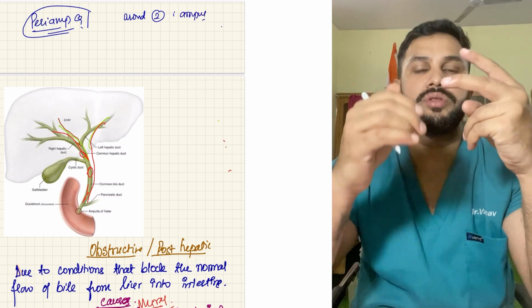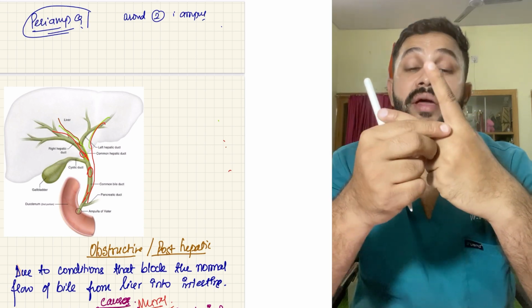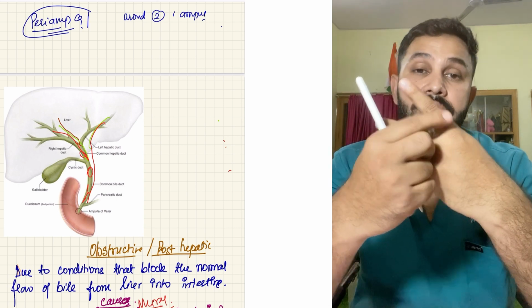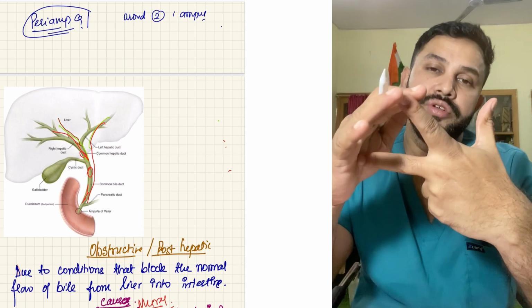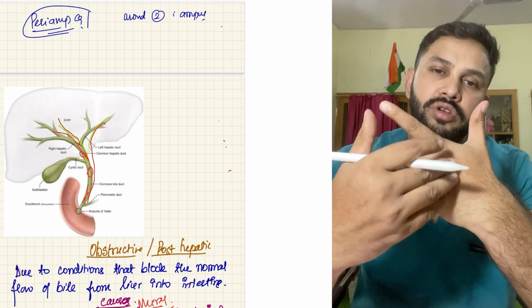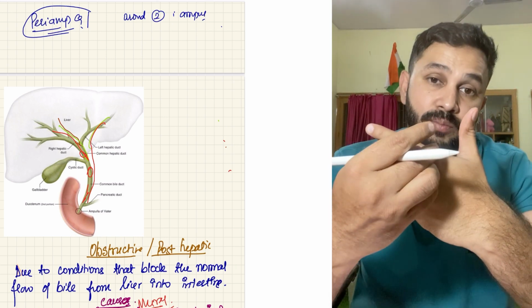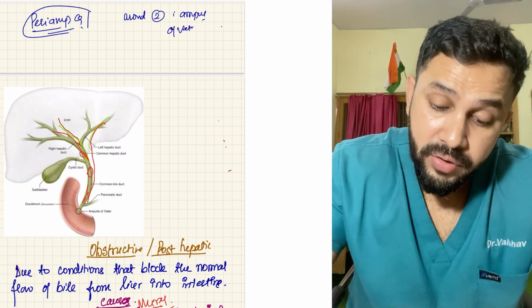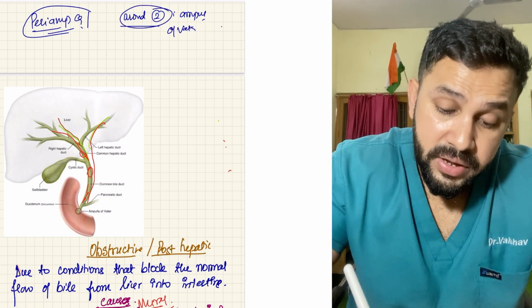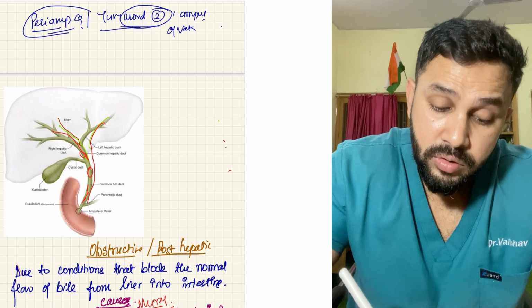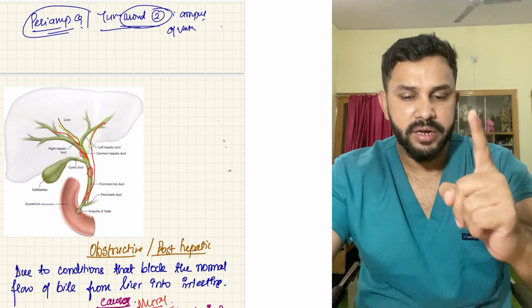Ampulla means where both the common bile duct and the pancreatic duct join and open into the duodenum, right? Both were joining, opening into the duodenum. So around 2 centimeter of the ampulla of Vater, it is called periampullary carcinoma. Tumor around 2 centimeter of the ampulla is periampullary carcinoma.